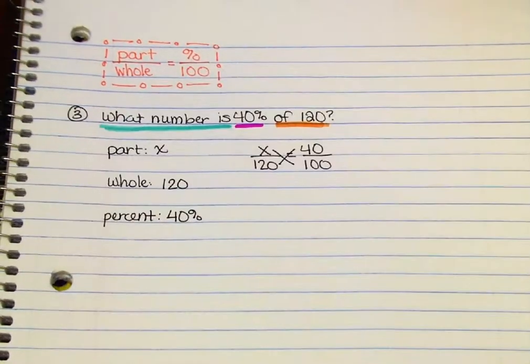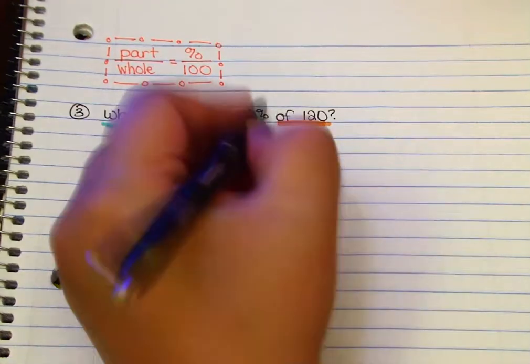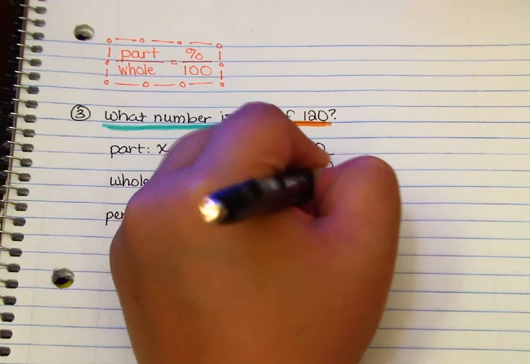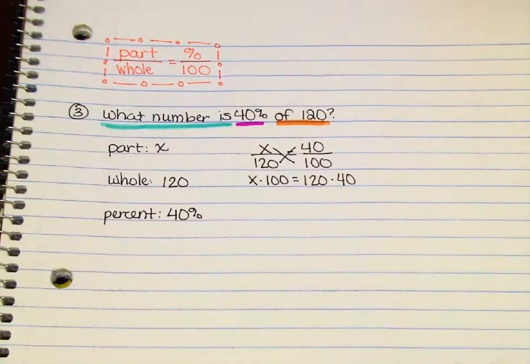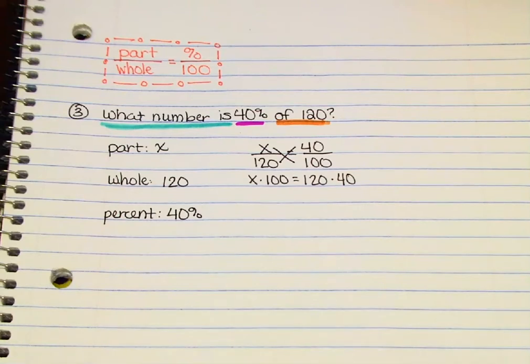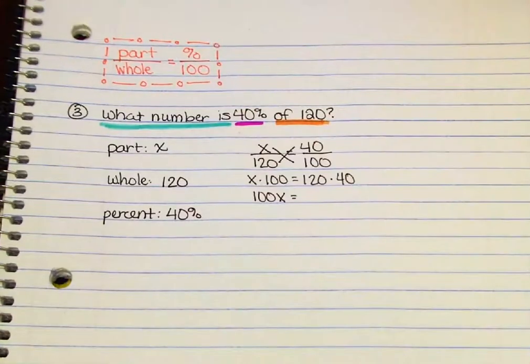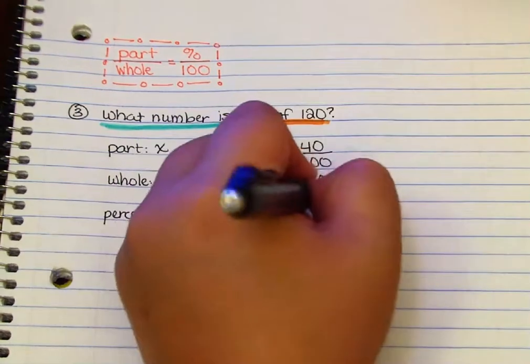Cross multiplying. Remember, you just multiply across. So X times 100 equals 100 times 40. Okay, if you wrote 120 times 40 first, that's okay. I always like putting my variable on the left. It's up to you. You can do 100 times 40 equals X times 100. It doesn't matter. This is just how I like to write it. So this means it's 100X equals, let's see, 120 times 40 equals 4,800.